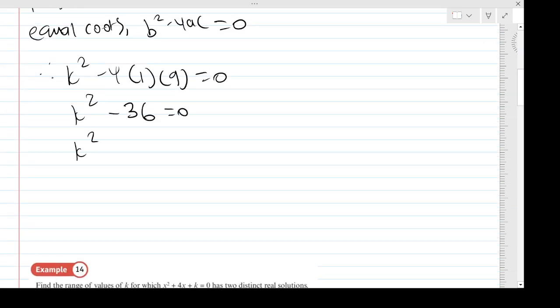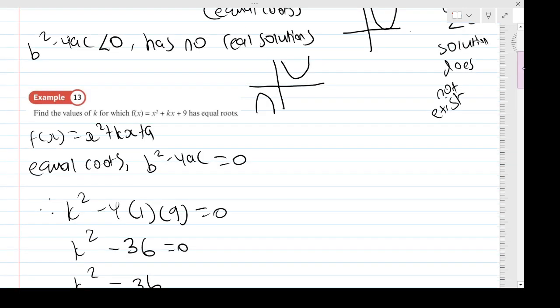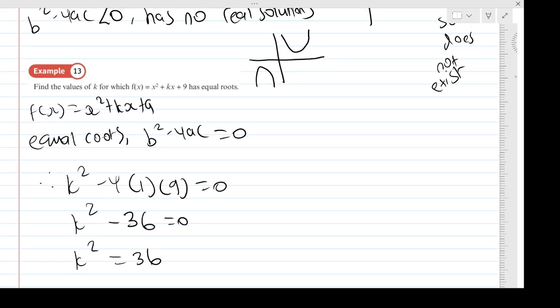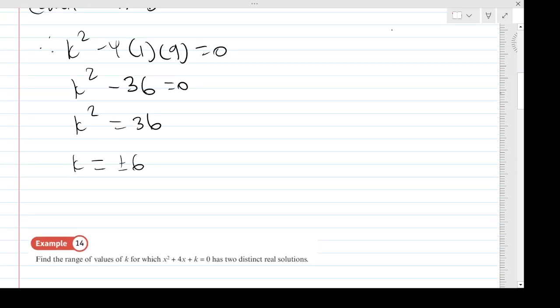If I move the 36 to the other side, I can then square root both sides. So k is plus or minus the square root of 36, which we should know is just 6. So we've got two solutions for k. It's asked us to find the values, so it implies there's more than one, and we've got more than one. Cool, so that's it. Therefore the solutions are k equals 6 or minus 6.